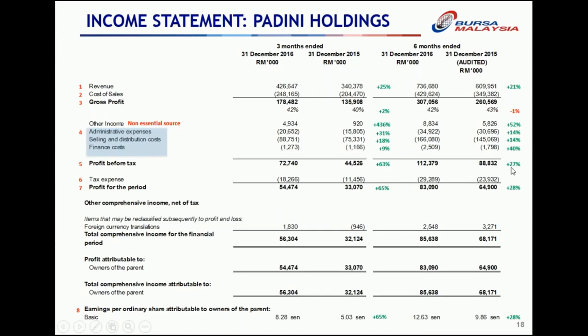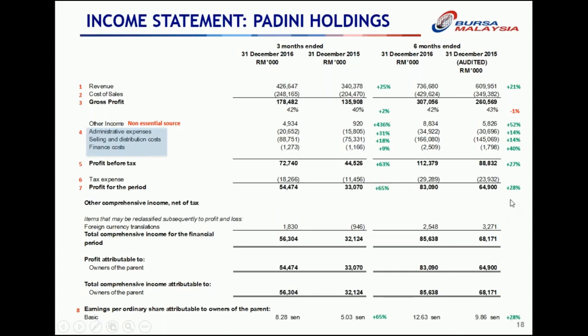Profit before tax is quite healthy at 27%, and profit for the period is 28%. You can see that I don't really look at the tax, simply because the tax rate is fixed. No matter what the profit is, the same percentage would apply. So I would look at the net profit, and in this case it's 28%, which is quite good. Then earnings per ordinary share is also at 28%.